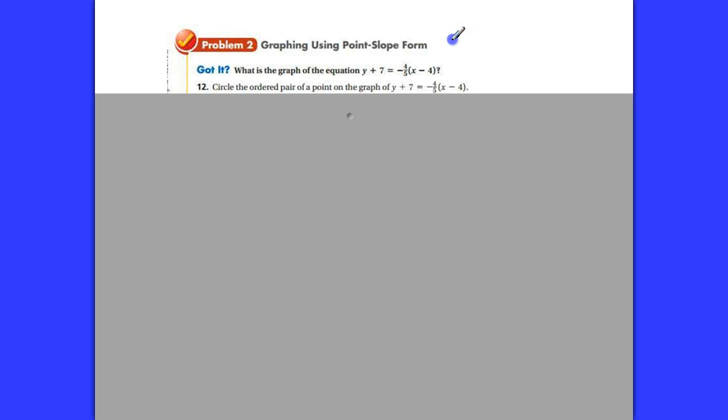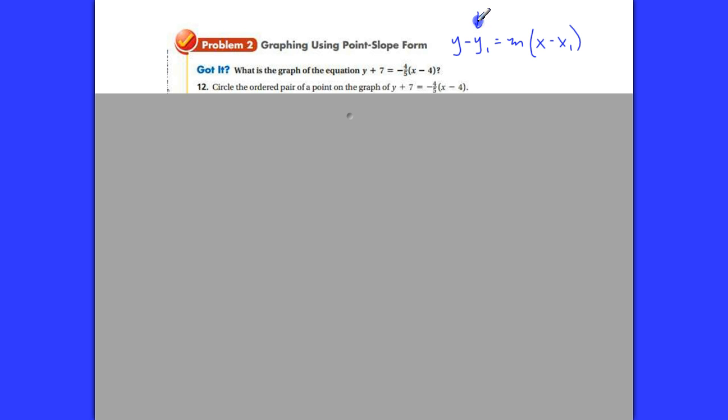So again, we learned in the previous video that point slope form is y minus y sub 1 equal to the slope, times the quantity x minus x sub 1, where x1, y1 are a specific point sitting on my line. So it says, circle the ordered pair of a point of this graph, y plus 7 equals negative 4/5 x minus 4. Well, let's consider this here for a moment.